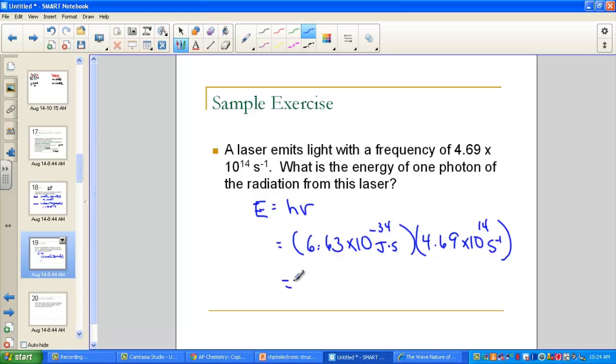Hit with me, Planck's constant, 6.63 e negative 34. Multiply by 4.69 e 14. And the energy comes to us 3.11 times 10 to the negative 19th joules of energy.